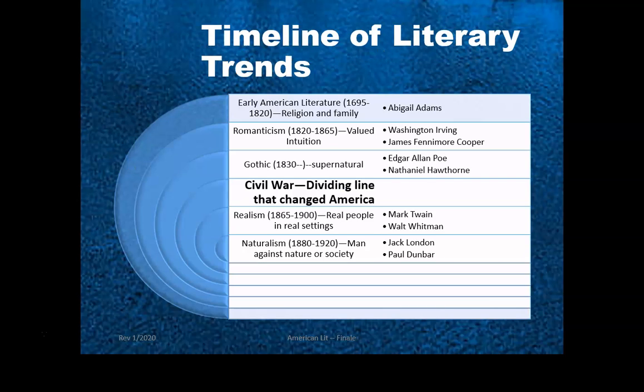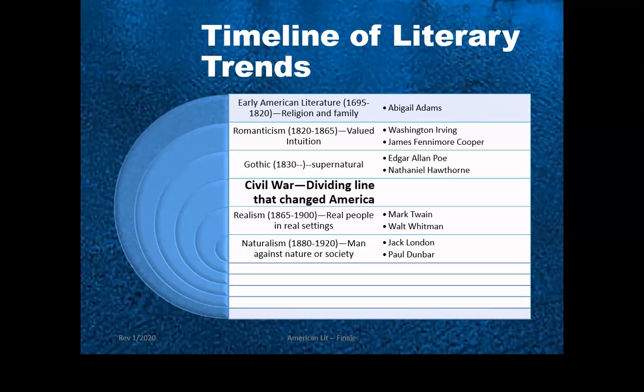When we look at a timeline of American literature, we have early American literature, which is basically from about 1695 to 1820. Its primary content was religion and family, and an example would be Abigail Adams. From about 1820 to 1865 was Romanticism, which valued intuition and emotional content. We read stories by Washington Irving, and I had a choice, James Fenimore Cooper.